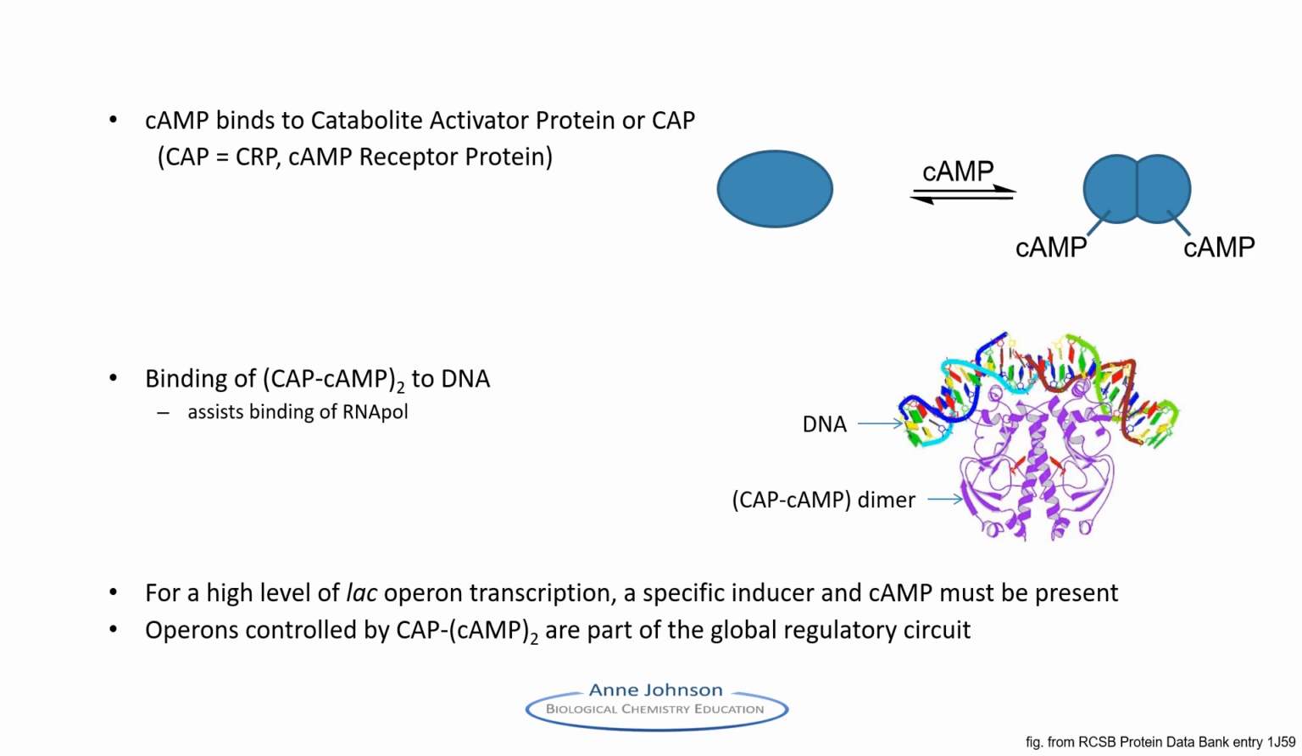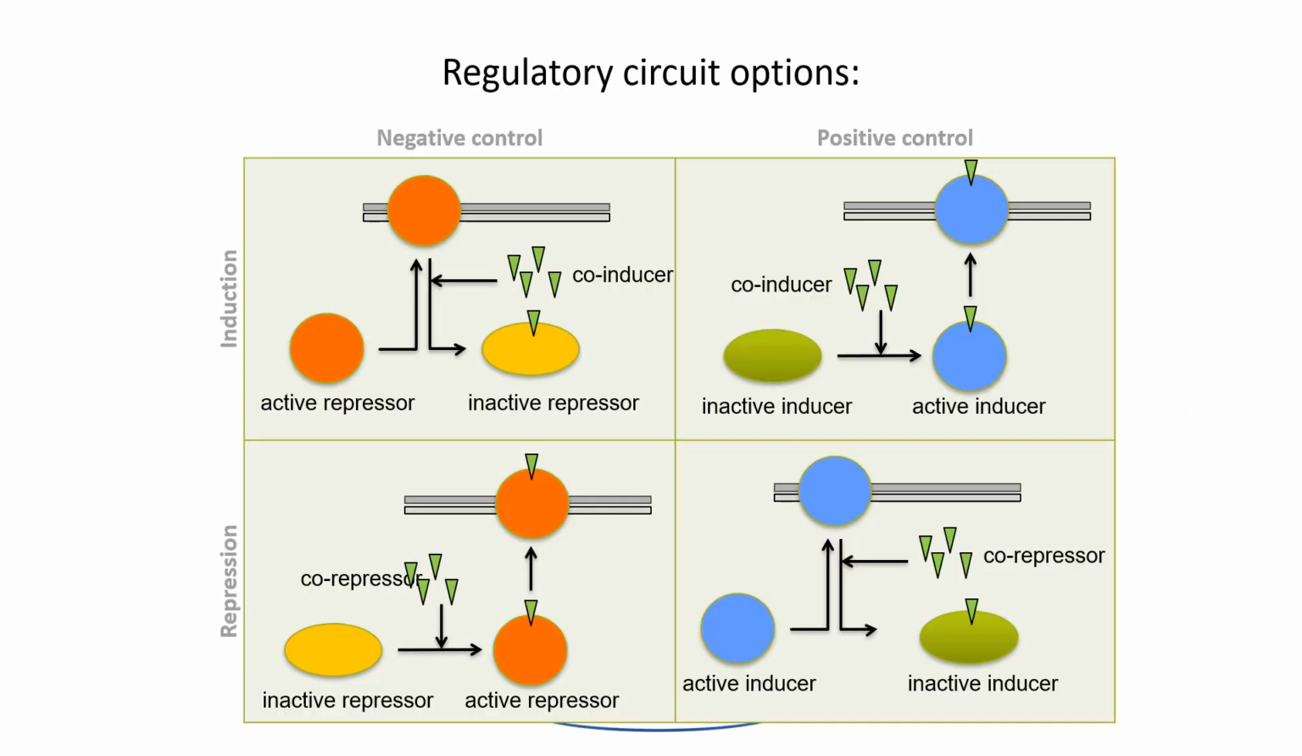The lac operon is not the only operon controlled by CAP. It and others controlled by CAP are part of the global regulatory circuit. Here we have a schematic illustrating the 4 different regulatory circuit options. Operons can be under negative control, with a repressor protein controlling transcription, or they can be under positive control, with an inducer protein controlling transcription.